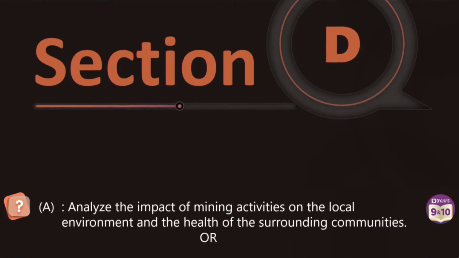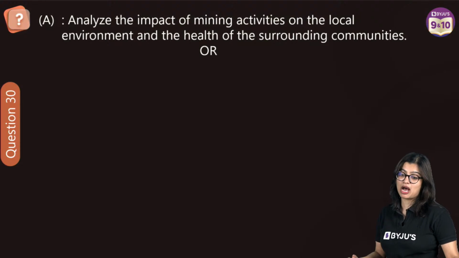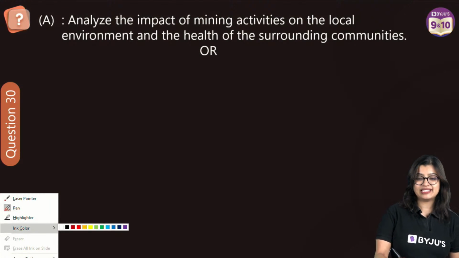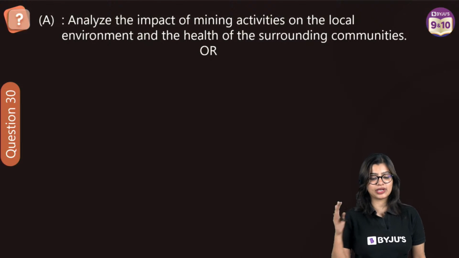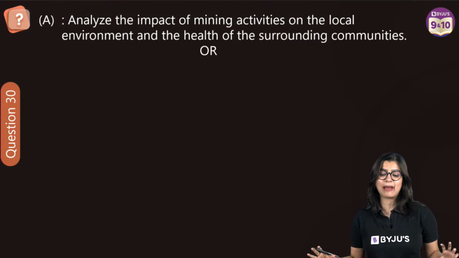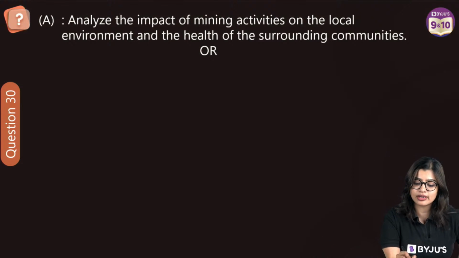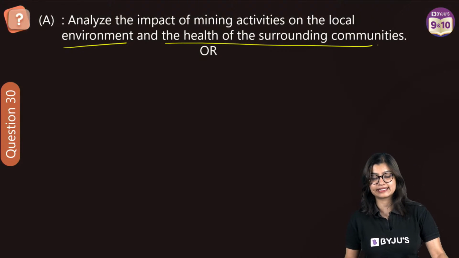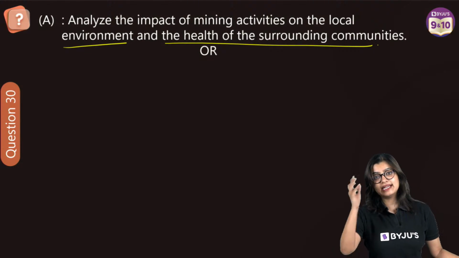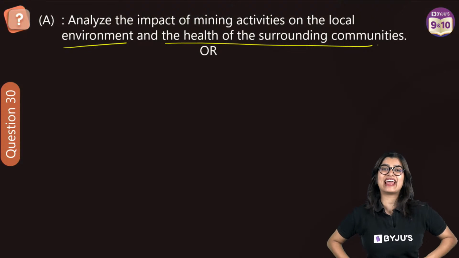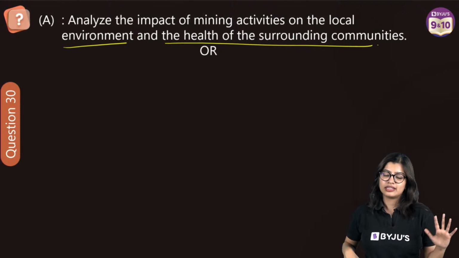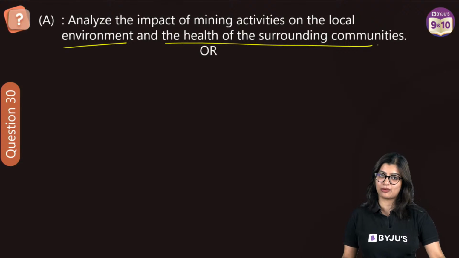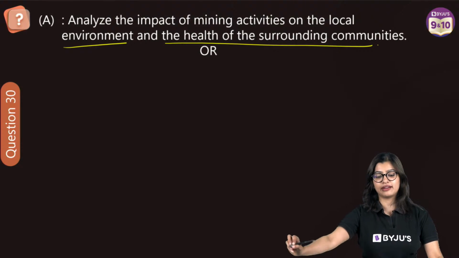Section D. Okay, section D is your 5-mark questions. But these are easy. They're very easy, okay. First one is: analyze the impact of mining activities on the local environment and the health of the surrounding communities. Now see, if you look at your textbook, it's very easy. This is a generic kind of question. Always remember that in your generic questions you can write comfortably, right?